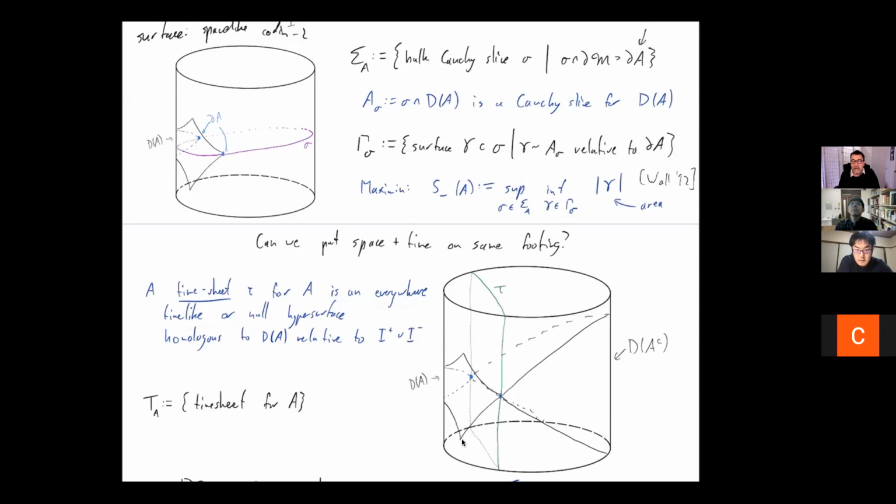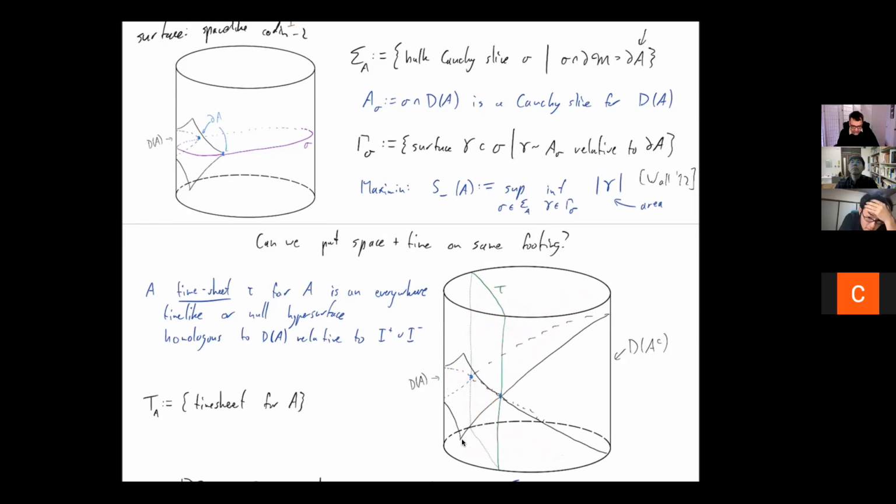now we're talking about a space-time homology condition, where we have a hypersurface, tau, which is homologous to a codimension one submanifold, which is D of A. So again, I have this boundary causal diamond, D of A, and I want tau to be homologous to D of A relative to all the rest of the boundary. I don't care about I plus or I minus, but tau has to be homologous to D of A, which forces it to intersect the boundary on the entangling surface. So you notice that my timesheet tau, where it intersects the boundary, goes through the entangling surface, and that makes it a timesheet for A.